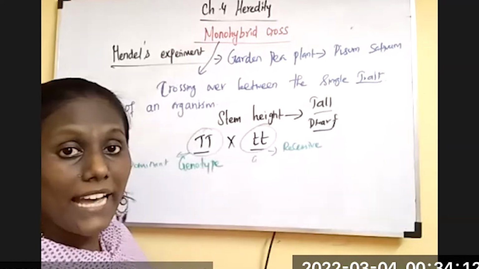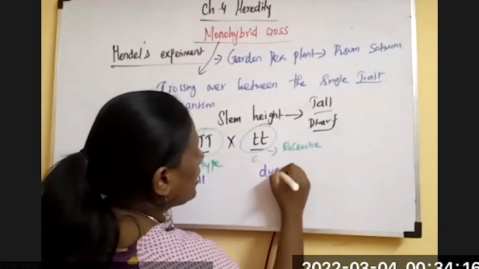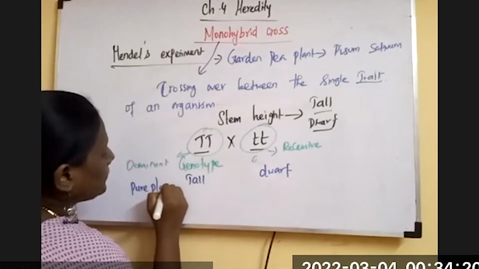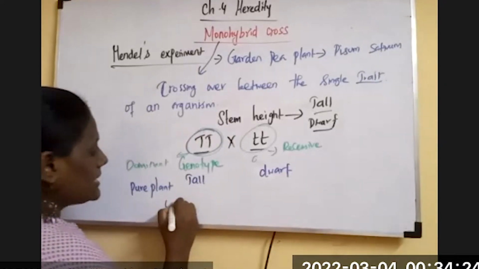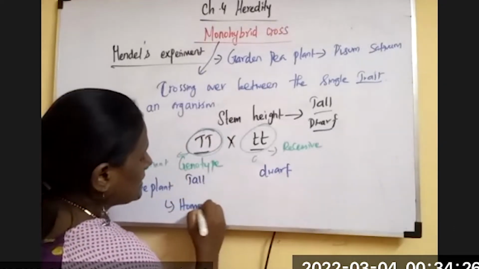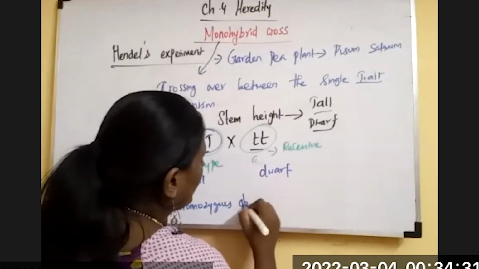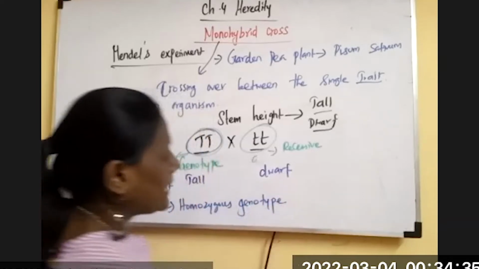Here the dominant character is tall and the recessive is dwarf. So this is said to be the pure plant. Why? Because the genotype is pure, no mixture of small t and capital T, which means it is homozygous. Homozygous means similar, homozygous genotype. Okay, so up to this you should understand.